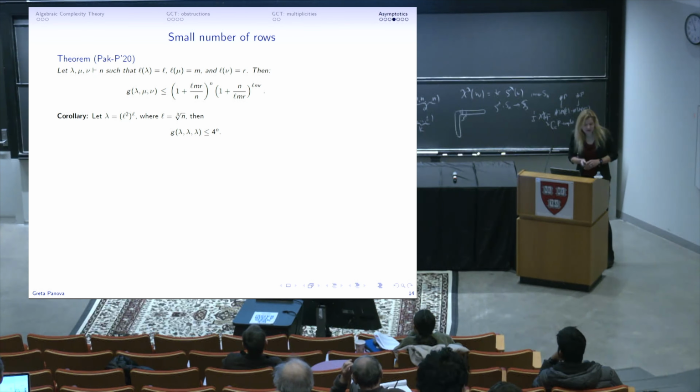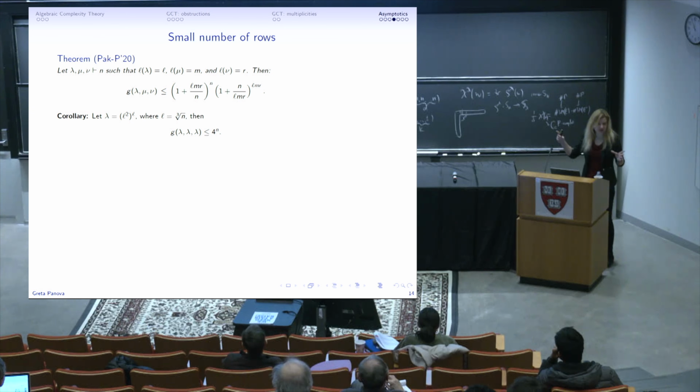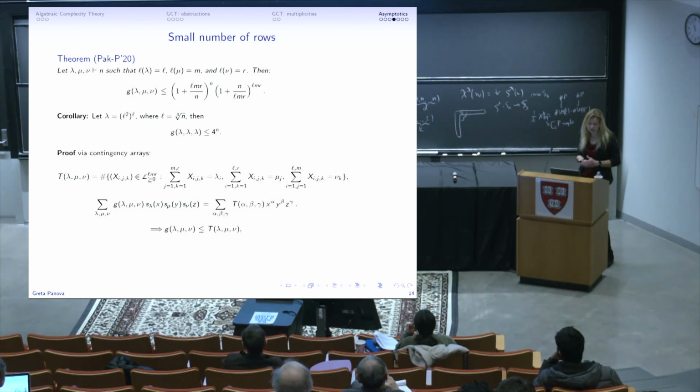So what else can we do? We can try to see what the bounds are if we have a smaller number of rows, so we are not stretched equally in both directions. Then the Kronecker coefficients become bounded, so it decreases significantly. But again, we don't really have any lower bounds.